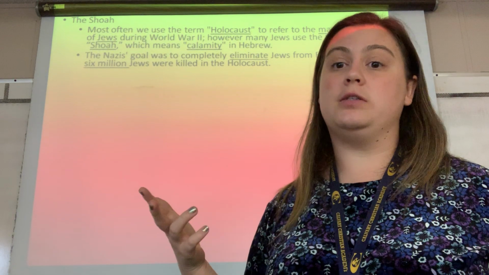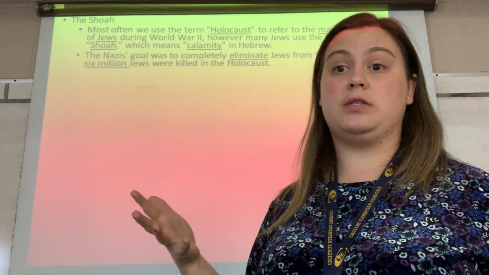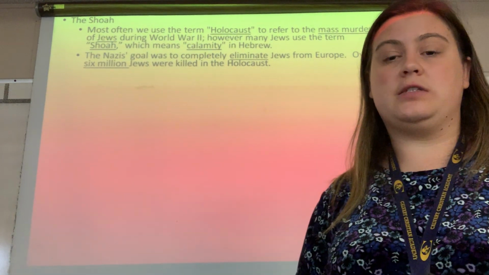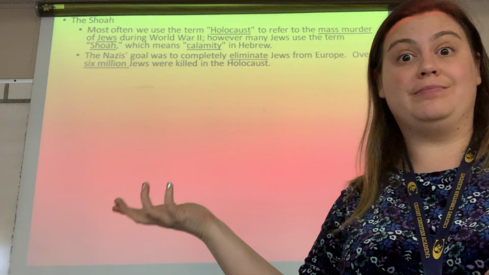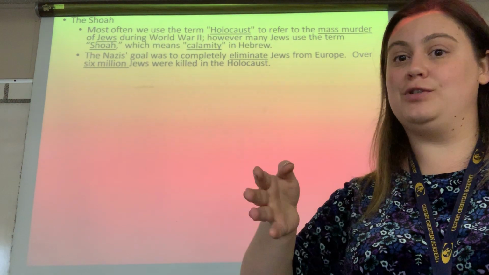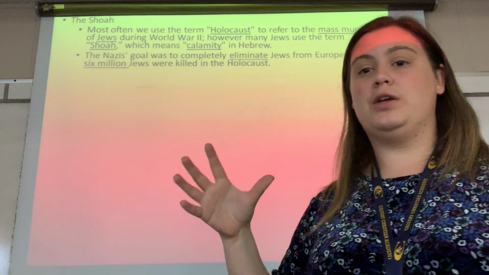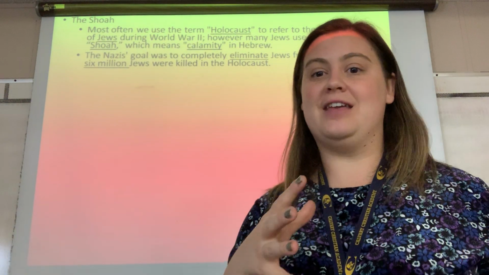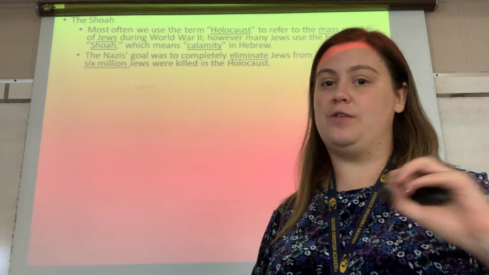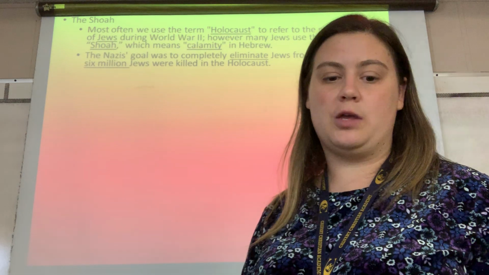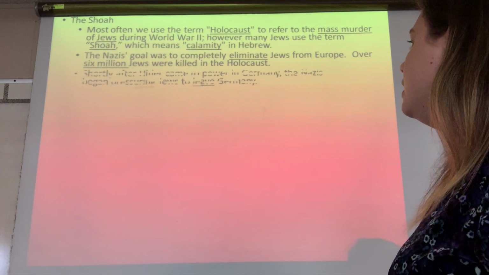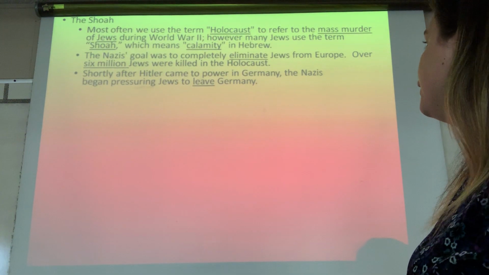That is how the Germans and the Nazis referred to this, because they saw the Jews as a problem and they wanted to come up with a solution to the problem. And their solution was to put them in separate neighborhoods and then ship them off to death camps and kill them. So let's look through how this happened.